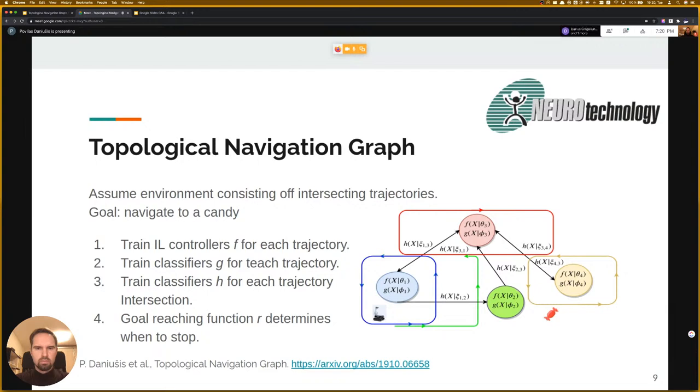The final component is the goal reaching function R, which determines when to stop. This function is queried only in the last trajectory, and it matches the input image and the given goal image.